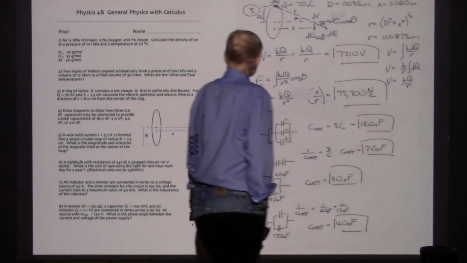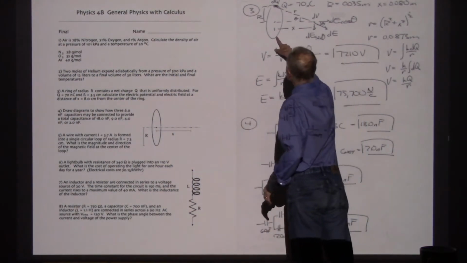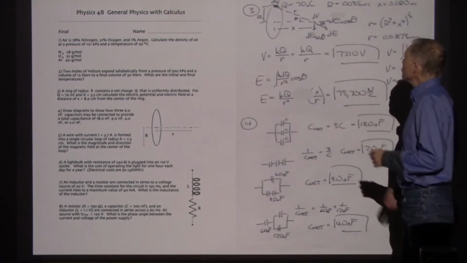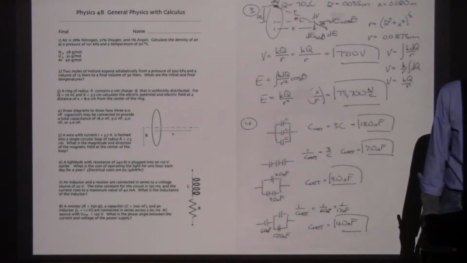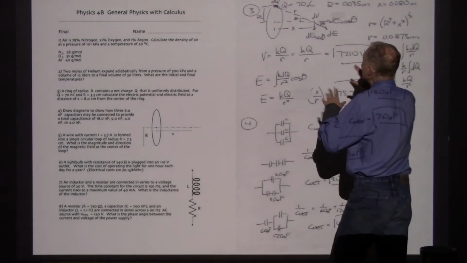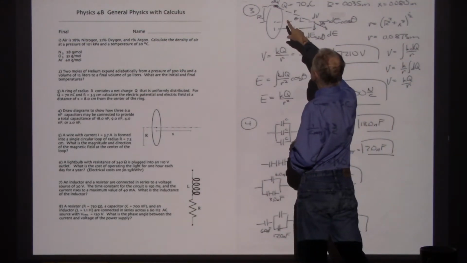Let's see. So here is the ring, and it's got that charge on it. And what we did all through the semester on these problems, I hope these look pretty familiar. We've looked at a number of examples like this. Is we broke the charge down into little bits of dq.